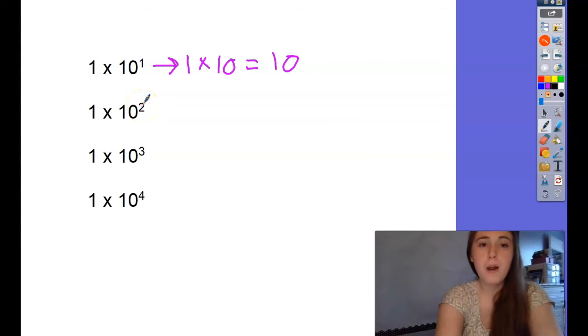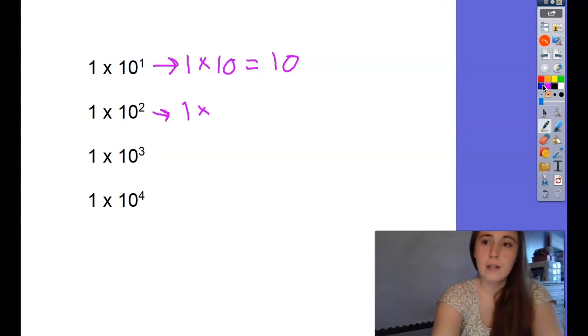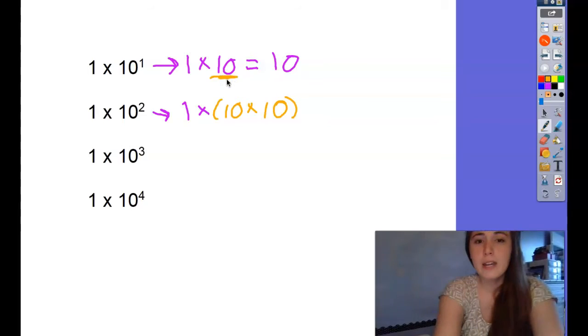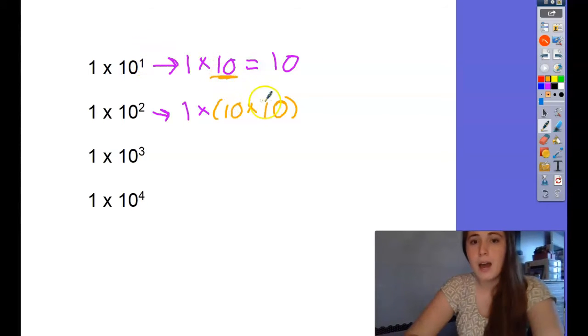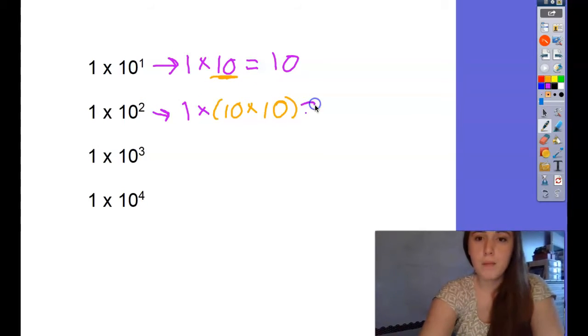So my real problem to solve this, I need to do 1 times, I'm going to change my color, 1 times 10 times 10. And notice, as I look at this, here's my 10 I had before, here's my 10s now. I had 1 10 when my exponent was 1. I have 2 10s when my exponent's 2. So 10 times 10 I know is 100. So I am now doing 1 times 100, which equals 100.